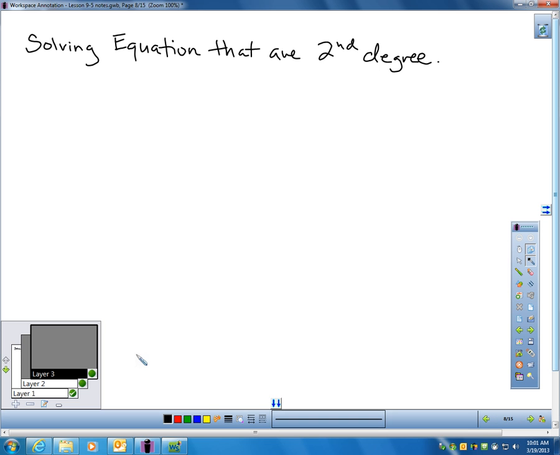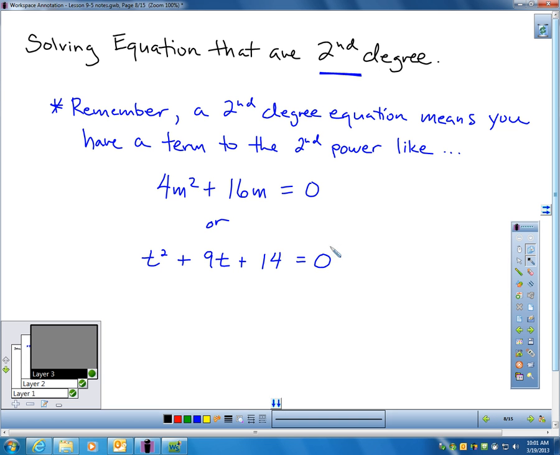When you solve an equation of the second degree, we have to understand this process because remember, a second degree equation means you have a term to the second power, like one of these equations. And we've actually practiced solving these kinds of equations already, earlier on in the chapter. Remember, we want to factor and we want to make a product, because when you have a product, if two things multiplied give you 0, one of those things has to equal 0. All right?